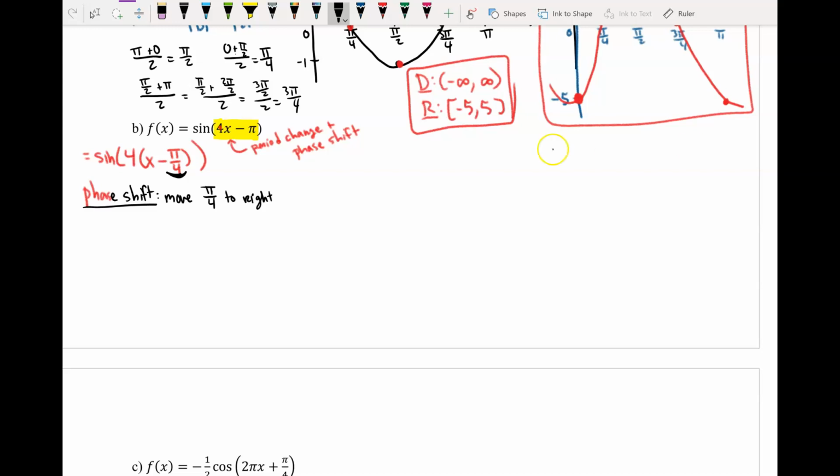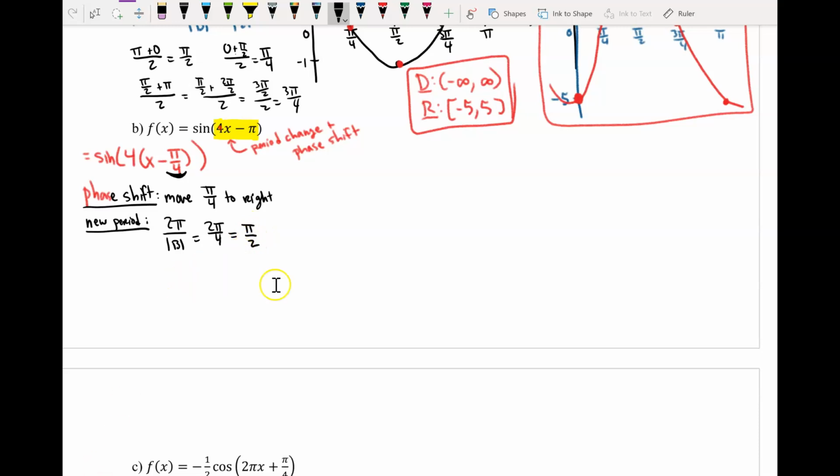Now not only that, but I have a new period as well. We got this 4. So what's going to be my new period? My new period is going to be 2 pi over the absolute value of b, which is 2 pi over 4, which is pi over 2. So what this is saying is that everything is going to be compressed, and the new period is pi over 2.